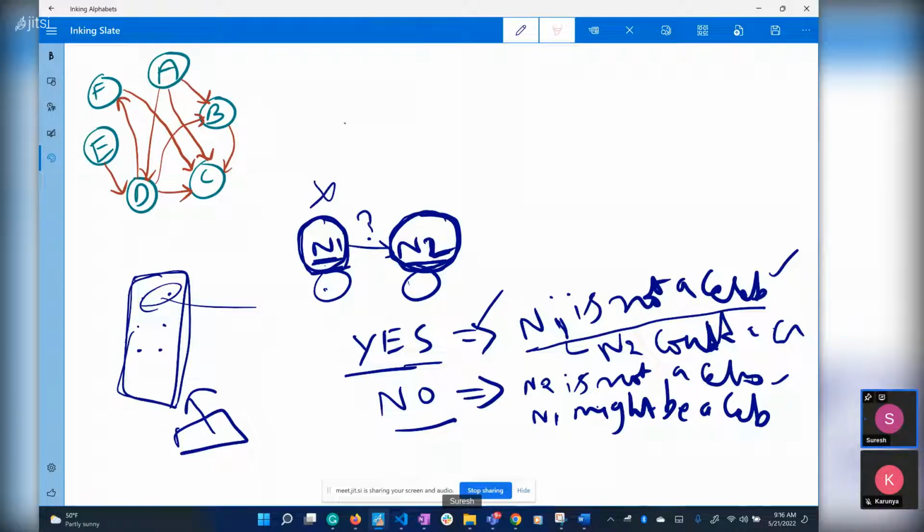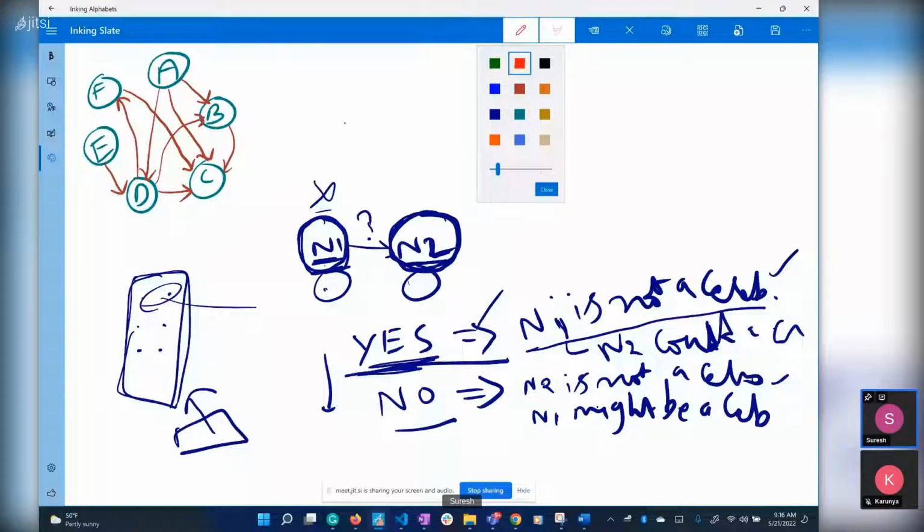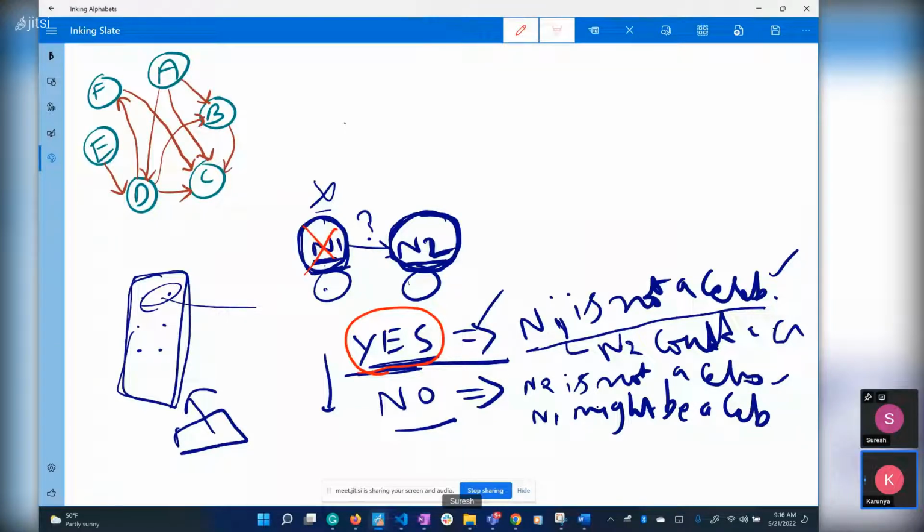Based on this answer, let's say if yes is there, we are sure N1 is not a celebrity. Then we need to care about N2, because we already know N1 is not a celebrity for sure. If we say yes, we can safely eliminate one guy. Which guy? If we get yes, we eliminate N1. If it is no, I will eliminate N2. Exactly, that is the main logic here.